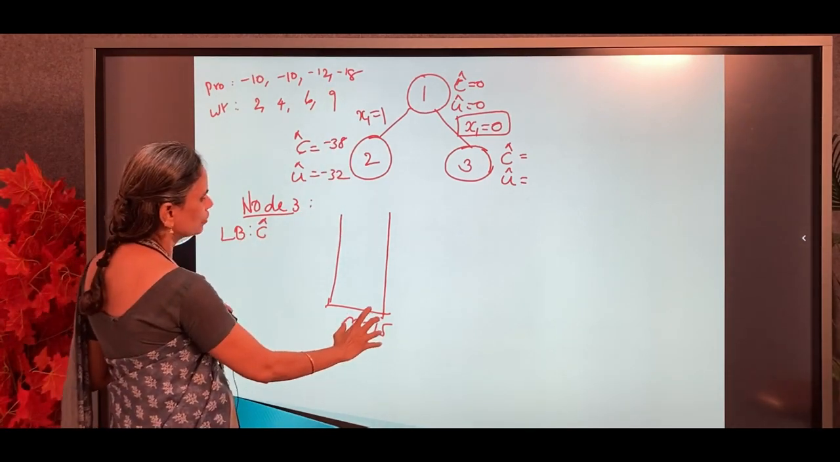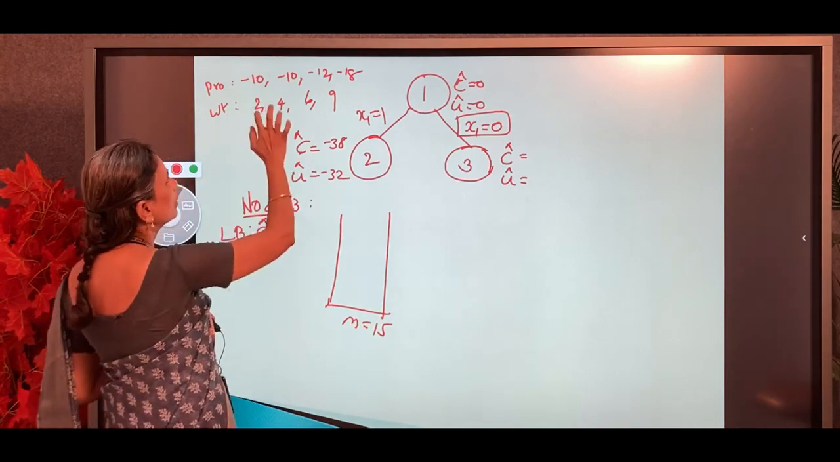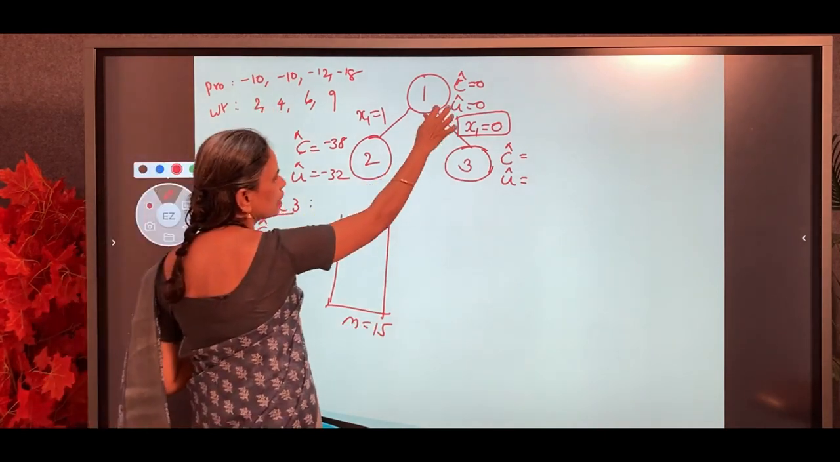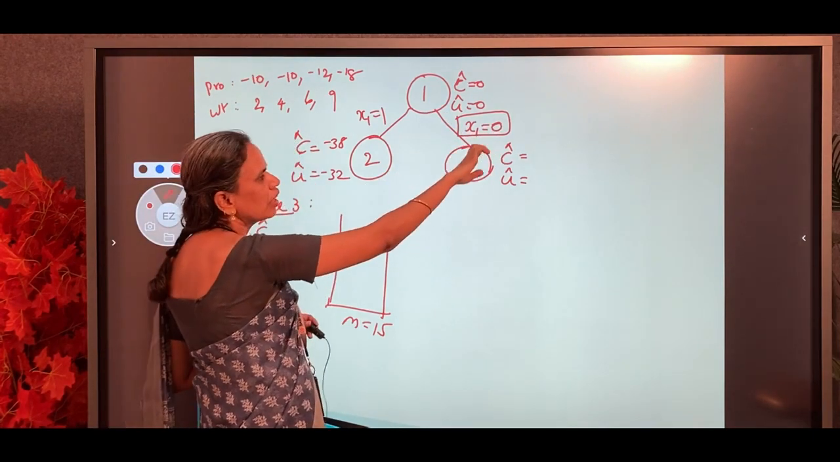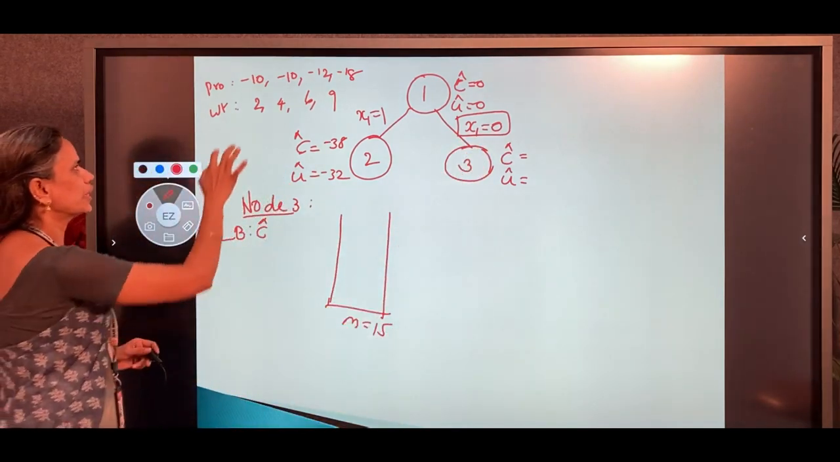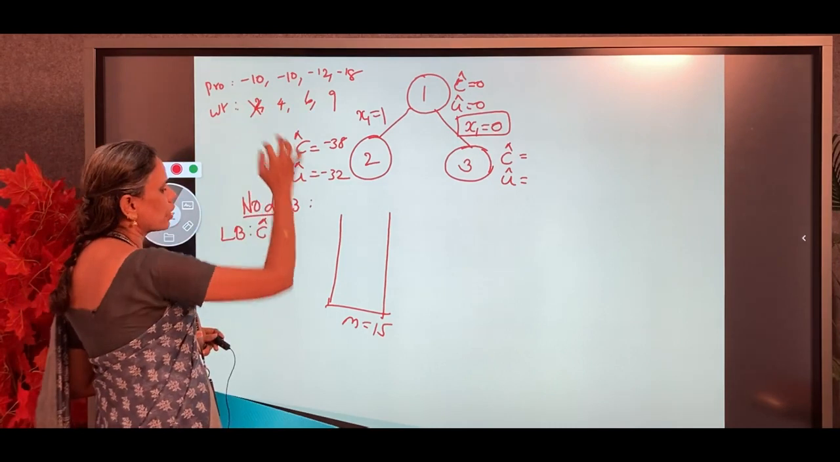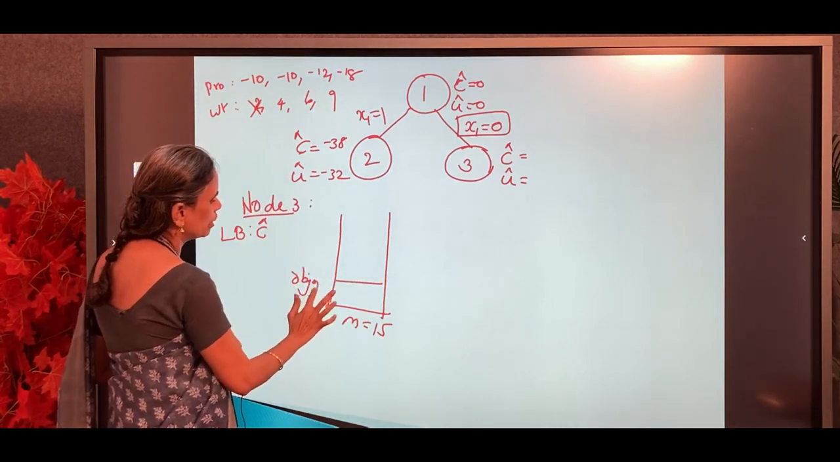Maximum capacity of this bag will be 15. Now I am going to include... x1 equal to 0 means we are not including the object x1 into the bag, that is we are ignoring this object. So directly we have to include object 2. Weight of object 2 will be 4.